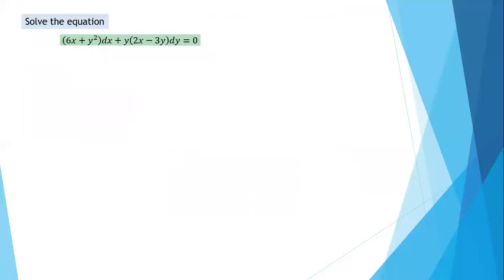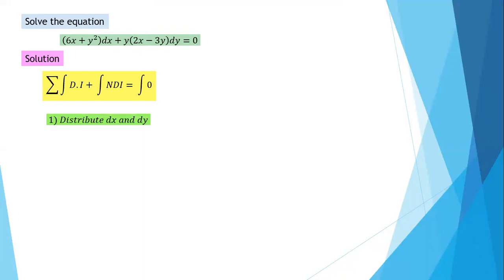Then another example: solve the equation of the quantity of 6x plus y squared dx plus y times the quantity of 2x minus 3y dy equals 0. Then again, from our formula, the summation of the integral of DI plus the integral of NDI equals the integral of 0. Then next, distribute dx and dy. So we have now 6x dx plus y squared dx plus 2xy dy minus 3y squared dy equals 0.